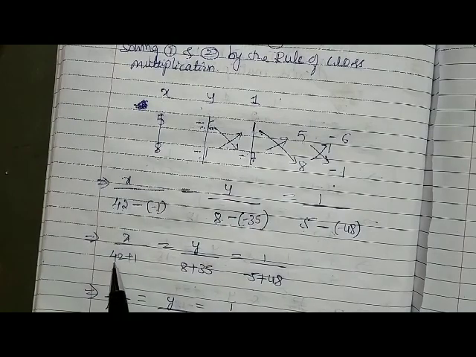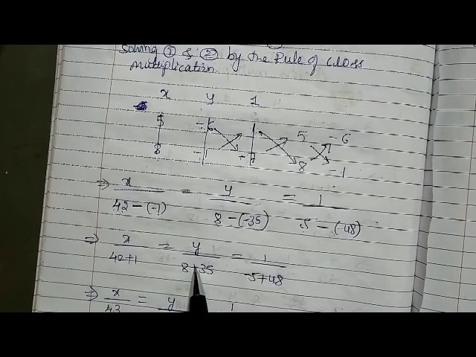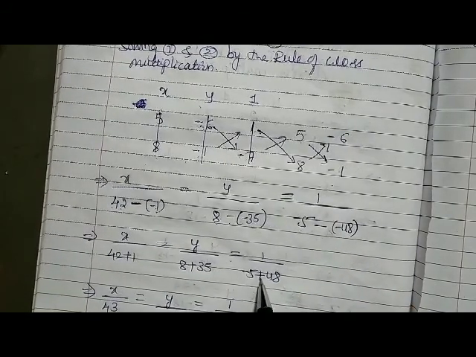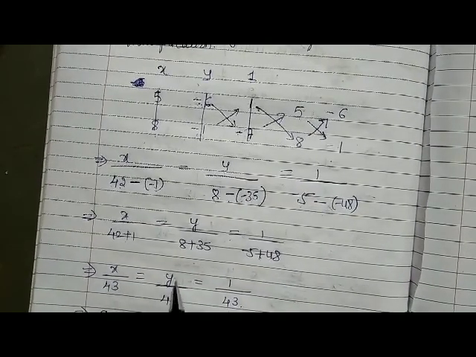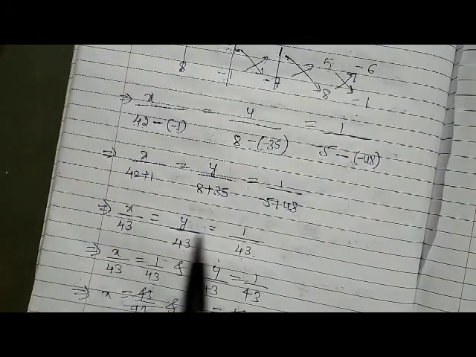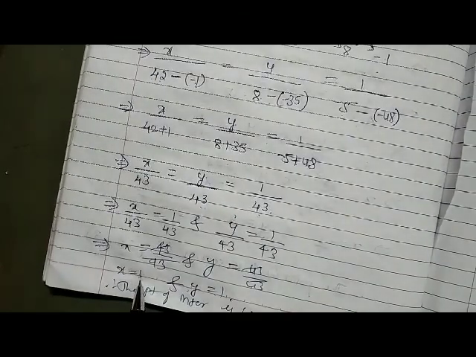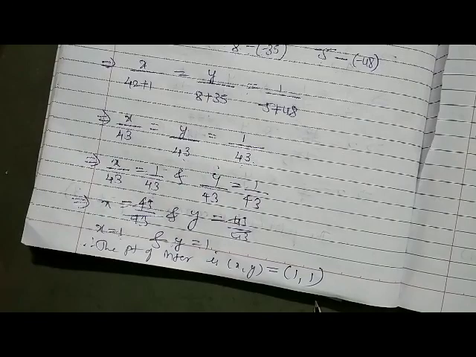X divided by 42 plus 1, which is equal to y divided by 8 plus 35, which is equal to 1 divided by minus 5 plus 48. So that is x by 43, which is equal to y by 43, which is equal to 1 by 43, equating 1 and 3 and 2 and 3. So we'll get x is equal to 1 and y is equal to 1. Therefore point of intersection is x comma y, which is equal to 1 comma 1.